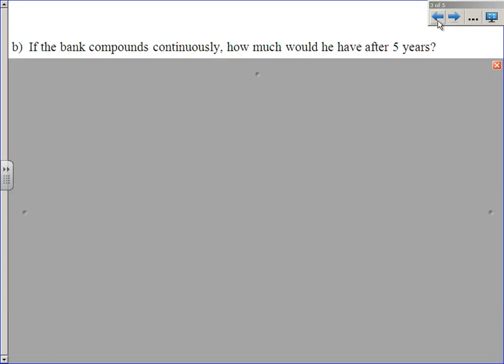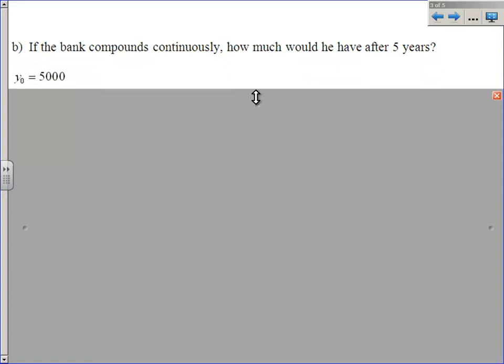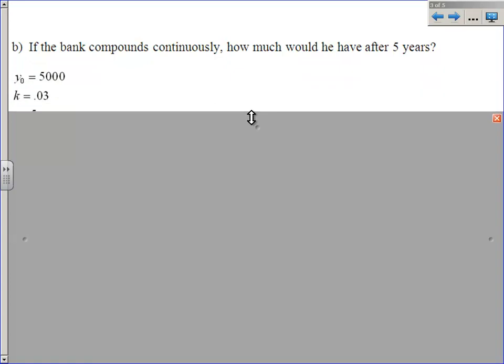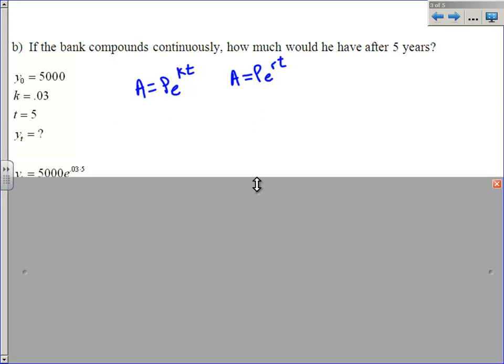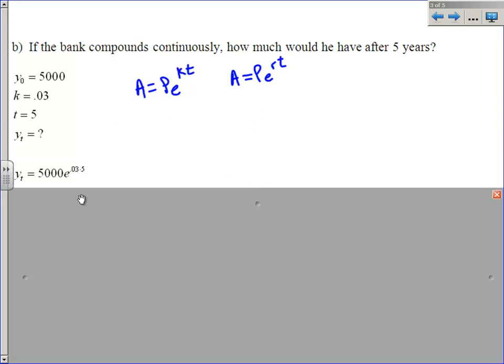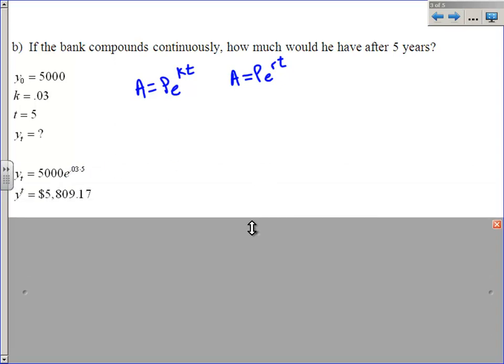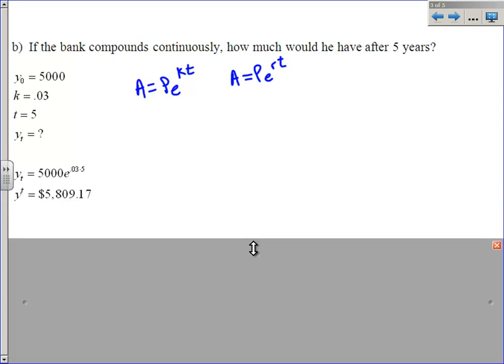The next one is, what if it compounds continuously? How much would you have after 5 years? Now here we're going to have 5,000, our k is 0.03, and our t is 5. And we're plugging this into the amount equals p times e to the RT power or KT power, either one. Or A equals P e to the RT. R is the growth rate, K is the growth rate, it's the interest rate. So you just throw that into that formula, 5,000 times e to the 0.03 times 5. And we get a little bit more money. It's not a lot, but it's a little bit more. So there is a difference.